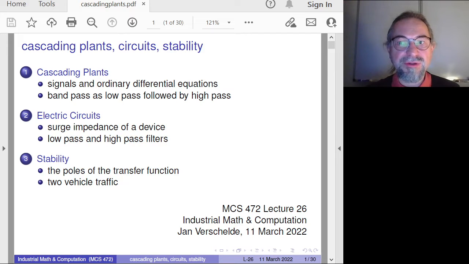So in this lecture we make the connection with what we've seen in the last chapter on ordinary differential equations, and we also make the connection to what we covered much earlier in the course on the filters, namely low pass and high pass filters. And we will end with stability, with a proposal for a project concerning traffic.